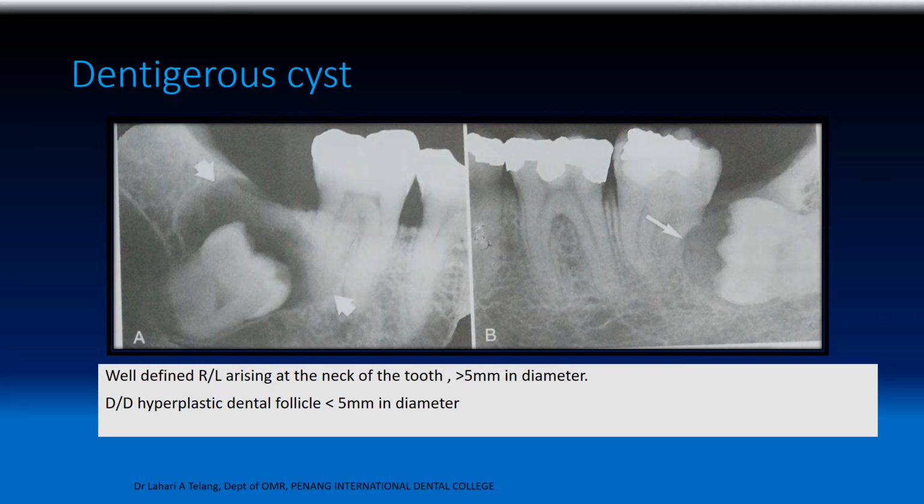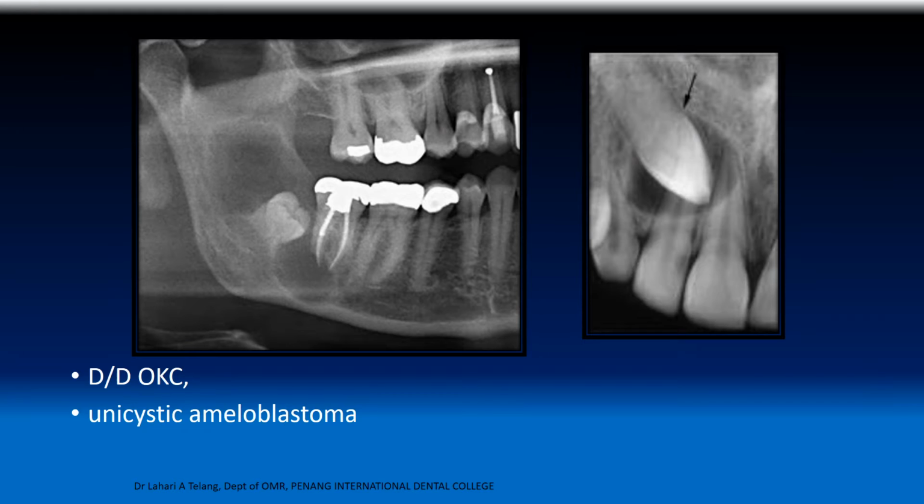In this case, you can see that the third molars have dentigerous cysts, typically arising from the neck of the tooth. The differential diagnosis would involve an odontogenic keratocyst or even a unicystic ameloblastoma. Both of these lesions can also look very similar to dentigerous cysts, either in the third molar region or the maxillary canine region, which are all favorable sites of predilection for the dentigerous cyst as well as the OKC and unicystic ameloblastoma.